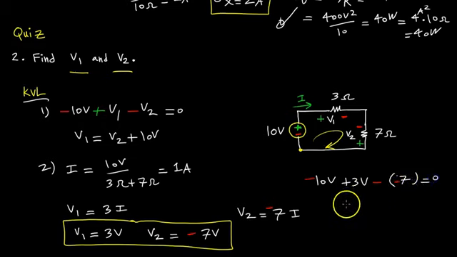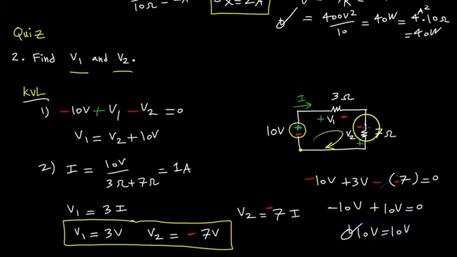So negative 10 volts plus 3 plus 7, that's going to be a plus 10 volts equals 0, or 10 volts equals 10 volts. So we know that the polarities are correct, the current is in the correct direction here, and KVL is satisfied and the voltages are found.